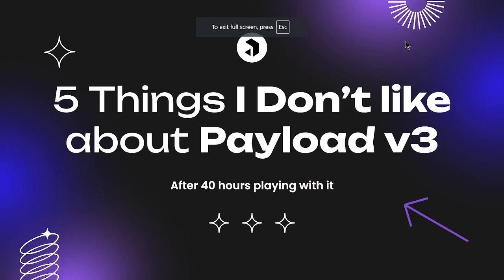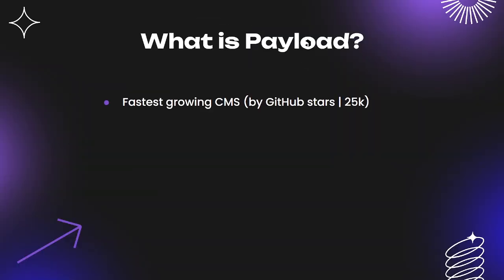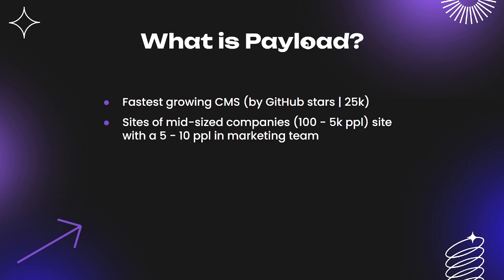So let's take a look at 5 things I don't like that much about Payload version 3. So what is Payload? Super quick, it is the fastest growing CMS. It has 25,000 GitHub stars and it's counting the stars very, very fast right now. The version 3 is just around the corner.